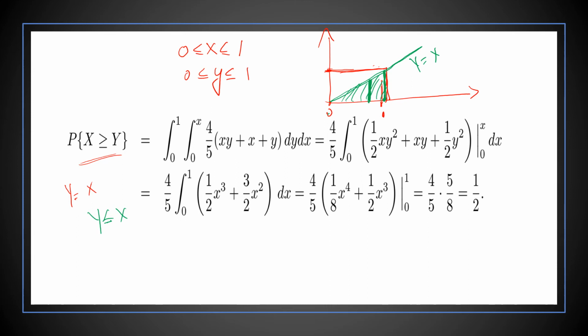y equal to x. So the limit is y varying from 0 to x, and x varying from 0 to 1, of this density function, 4/5 of (xy plus x plus y). You have to integrate with respect to y first and then with respect to x. So when you do this calculation, you will get your final answer as half.